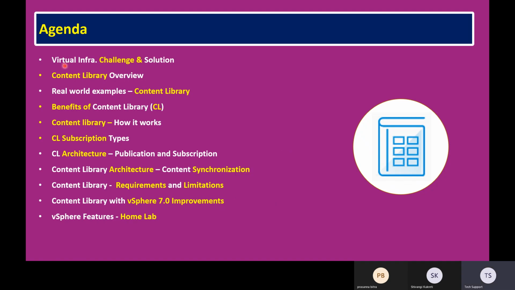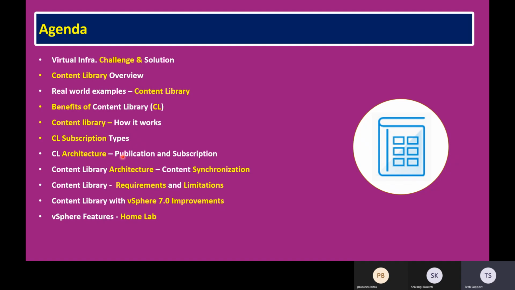So we can verify what the virtual infrastructure challenge is and the solution, and the solution will be the content library. So we'll talk about the content library overview and some real-time scenarios, or we can say real-world examples for the content library, and benefits of content library, how it works, and what the content library subscription types are, and content library architecture.